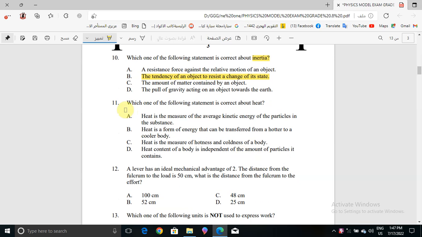Now question number 11, which one of the following statements is correct about heat? Heat is the measure of the average kinetic energy. No, actually that is temperature, so it's not correct. Heat is a form of energy that can be transferred from a hotter to a cooler body. Yes, this one is correct. This is the correct definition of heat.